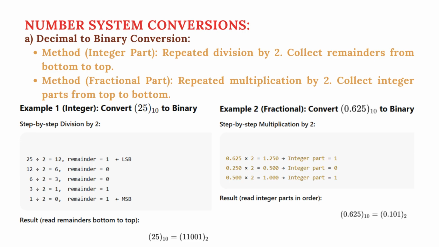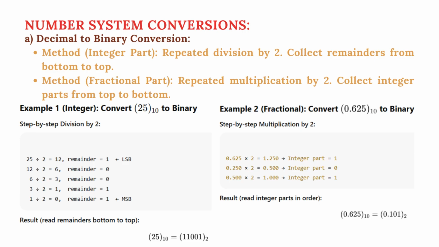Next, we take only the fractional part of the result, which is 0.250, and multiply it by 2 again. 0.250 times 2 equals 0.500. The integer part this time is 0. This is our second bit.